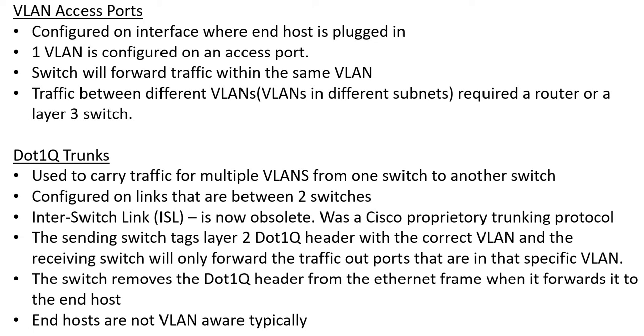How does the Dot1Q trunk work? The switch that's forwarding the VLAN traffic is going to tag the Dot1Q header with the correct VLAN, and the receiving switch on the other side will only forward the traffic out ports that are in that specific VLAN. The switch removes the Dot1Q header from the Ethernet frame when it forwards it to the end host, and the end hosts are not VLAN aware, typically speaking.